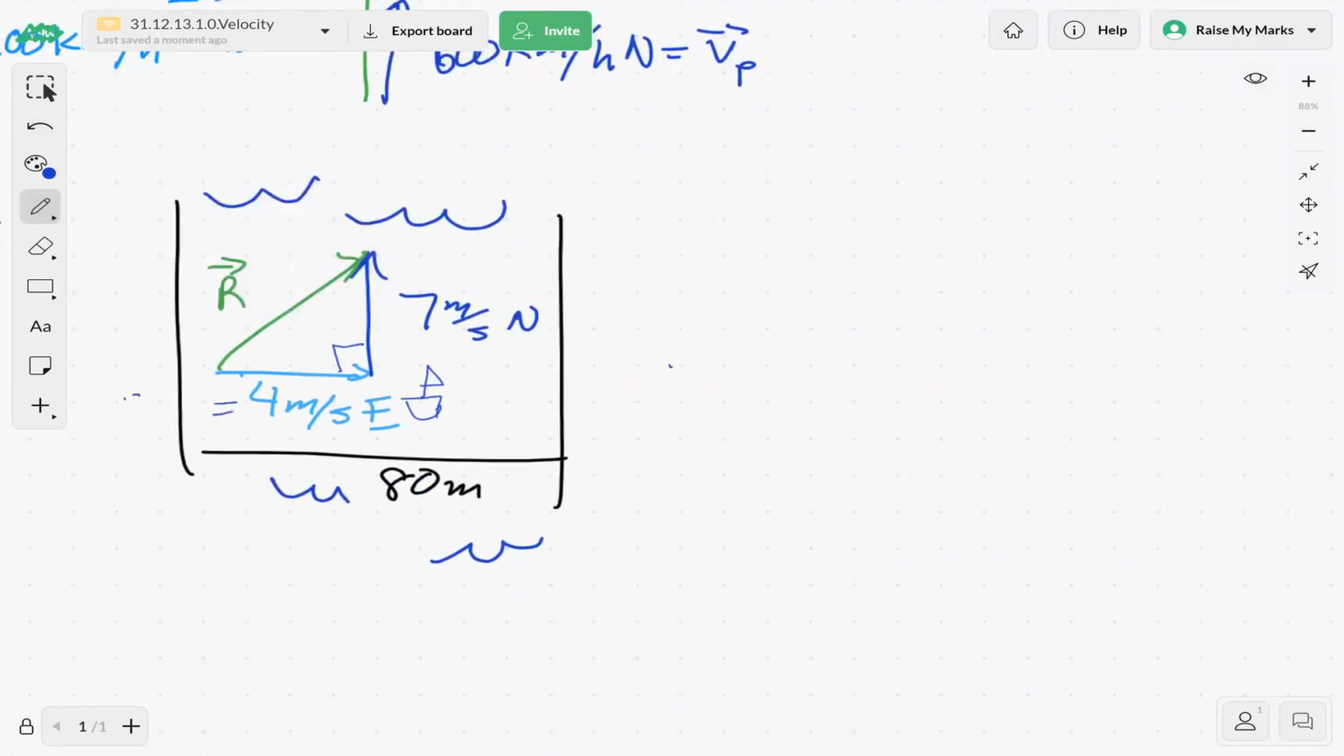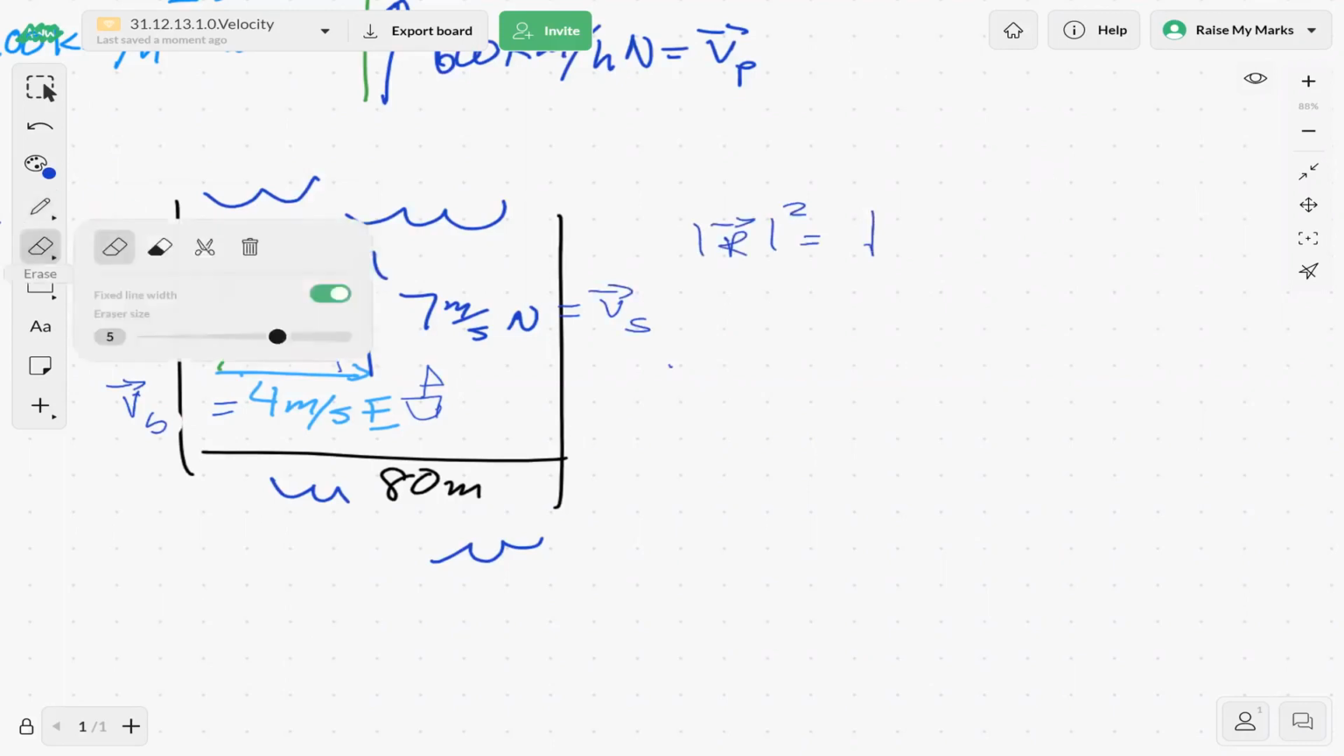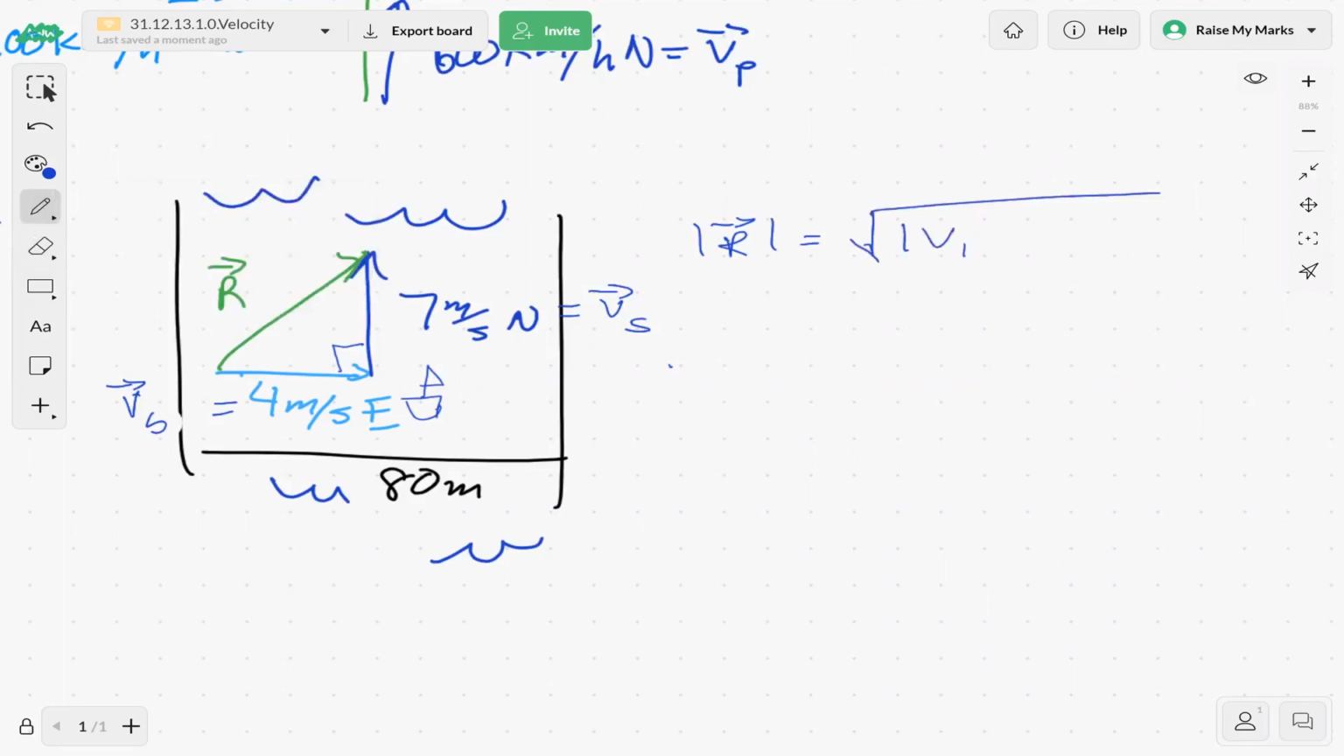We'll call this the velocity of the boat and the velocity of the stream. All right. Okay, so the magnitude of R squared is, let's do this. The magnitude of R is the square root of the magnitude of the boat squared plus the magnitude of the stream squared. Let's plug everything in. That's part A.